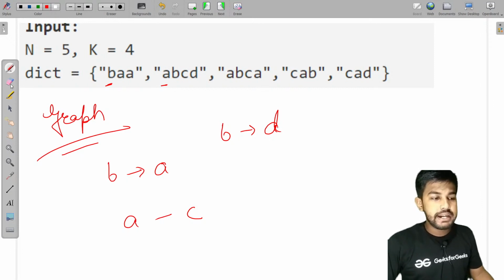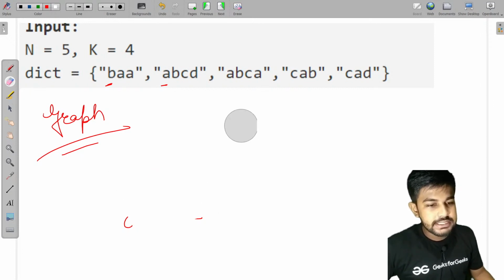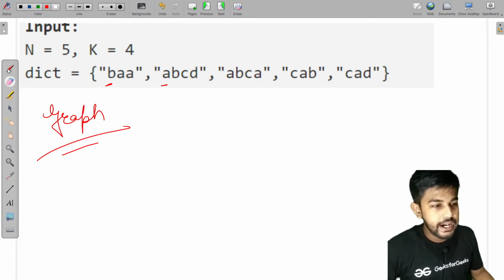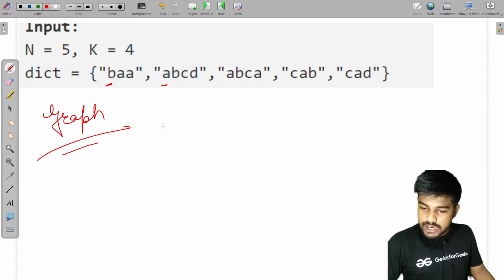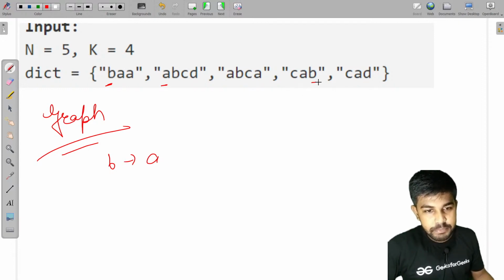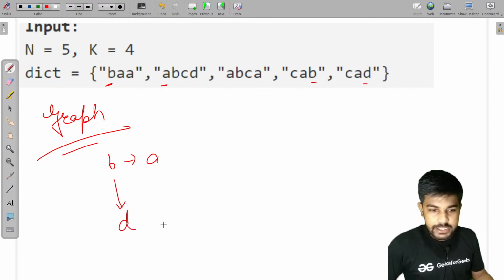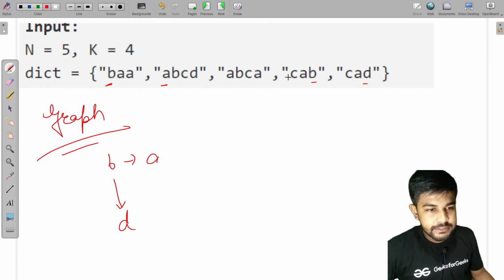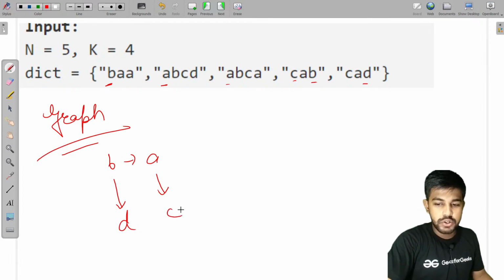So the first thing I would do is build a graph. How would I build it? B to A, then B to D, and then A to C. Good to go.